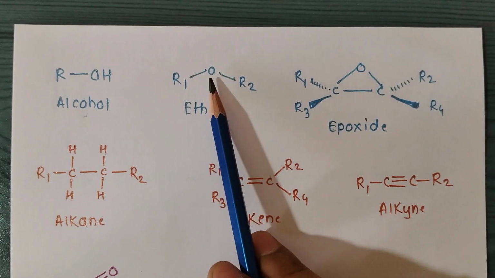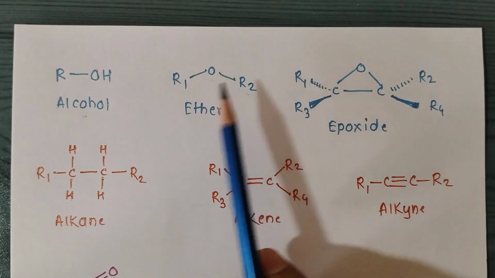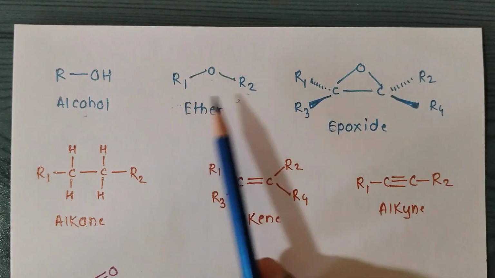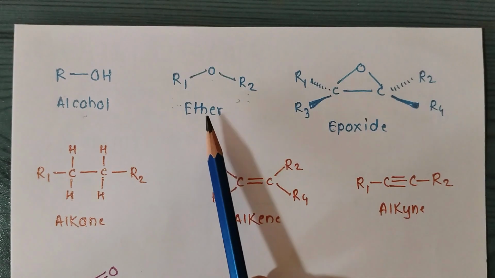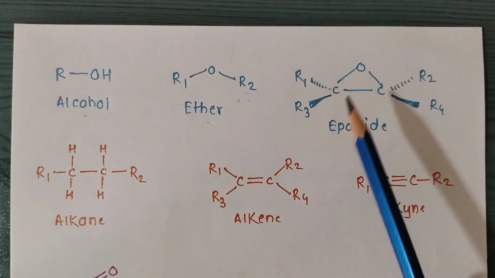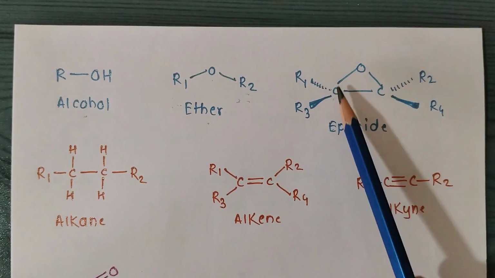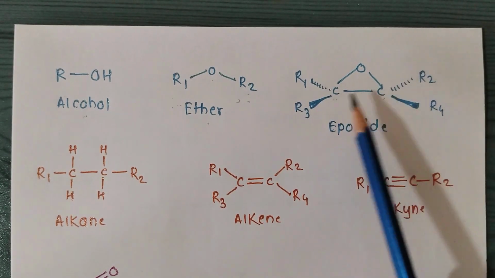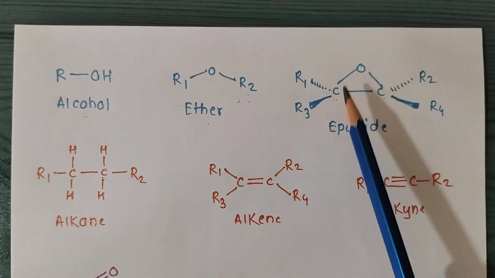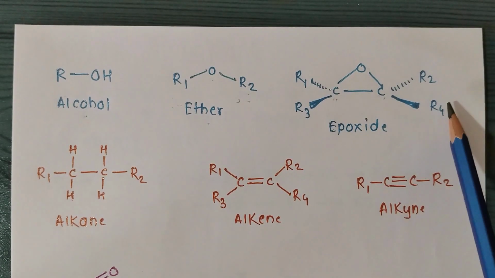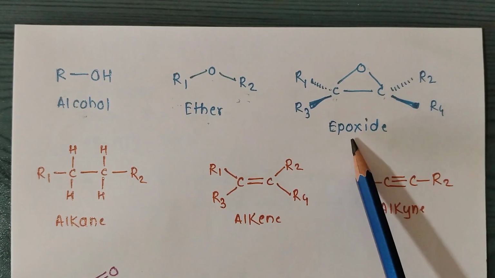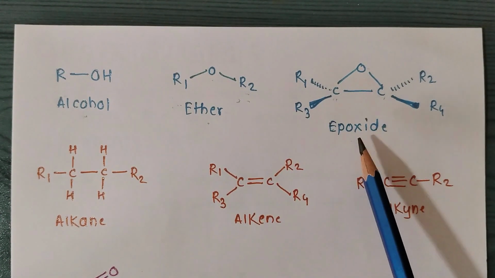If oxygen is attached to two alkyl groups, then we call it as an ether. See here there is a triangular ring, means two carbon and one oxygen containing ring, and at the another side suppose presence of alkyl group, so this is an epoxide.